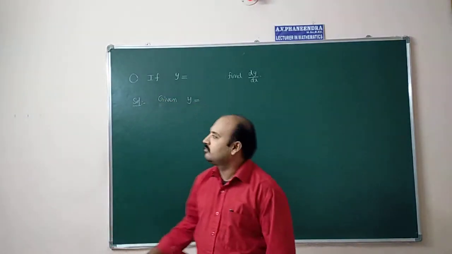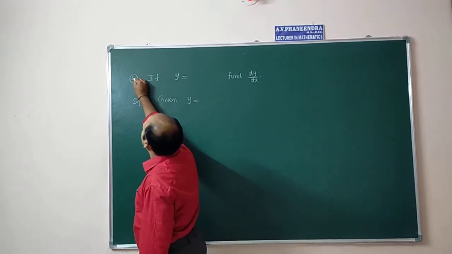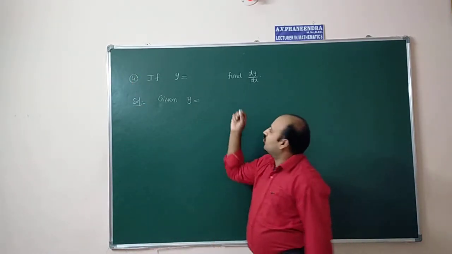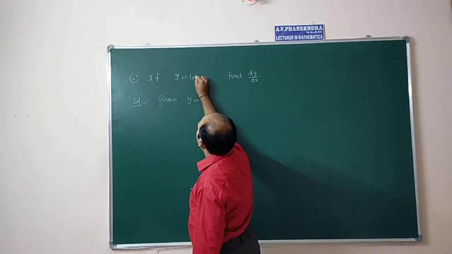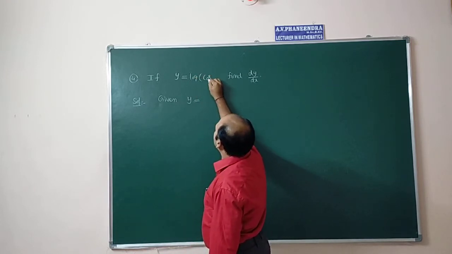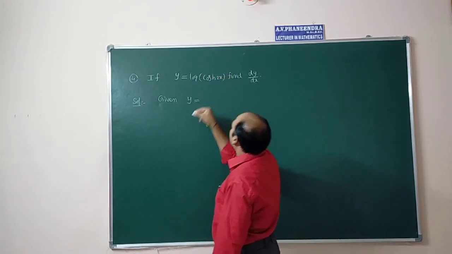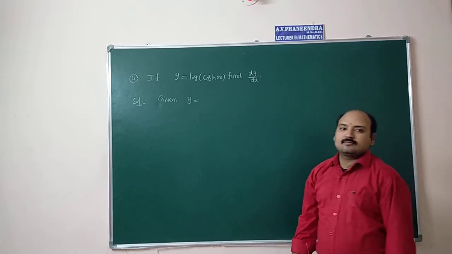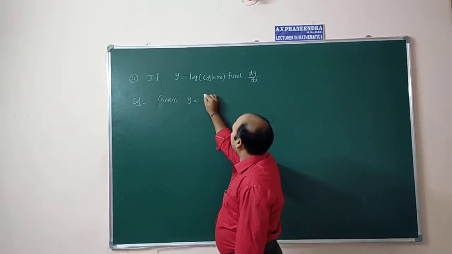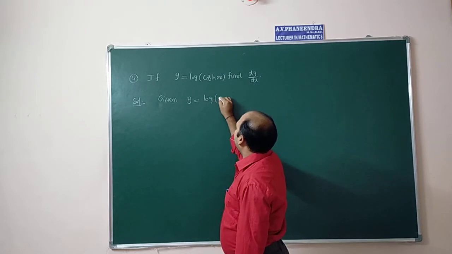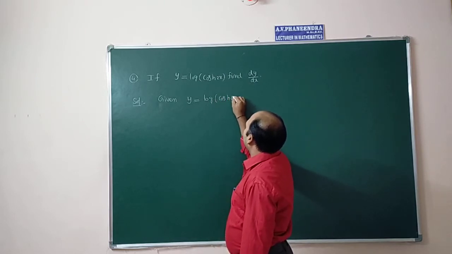Next question. Question number 4. If y equal to log of cos h to x, find dy by dx. First, given y equal to log of cos h to x.